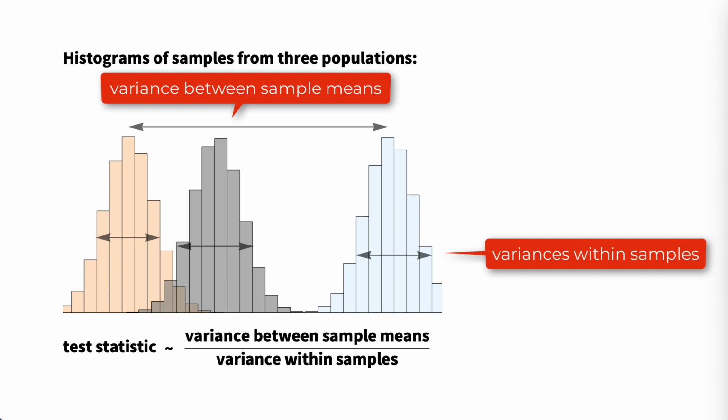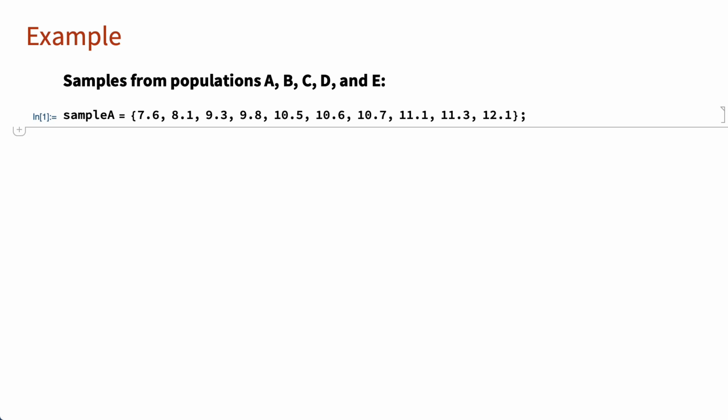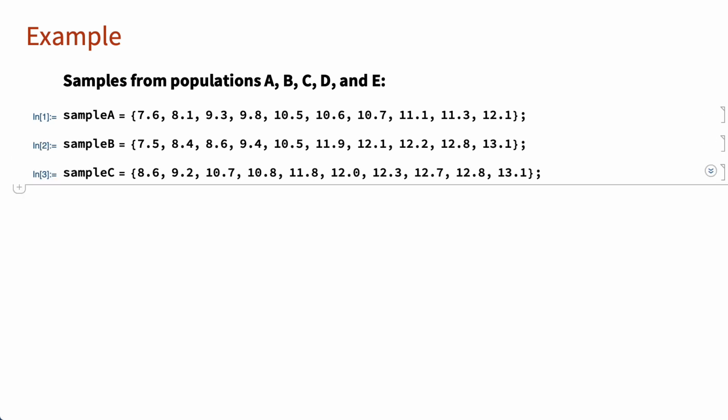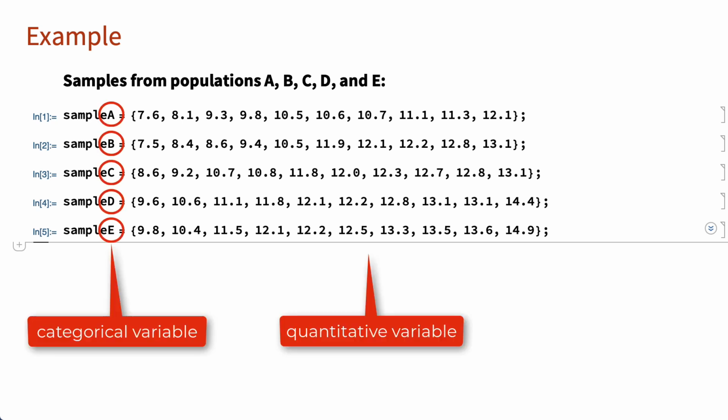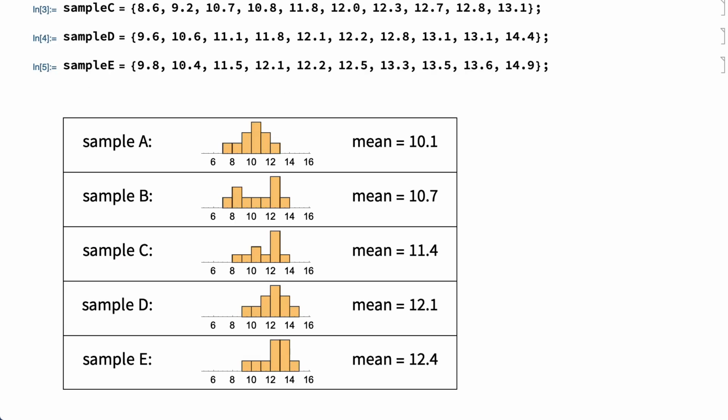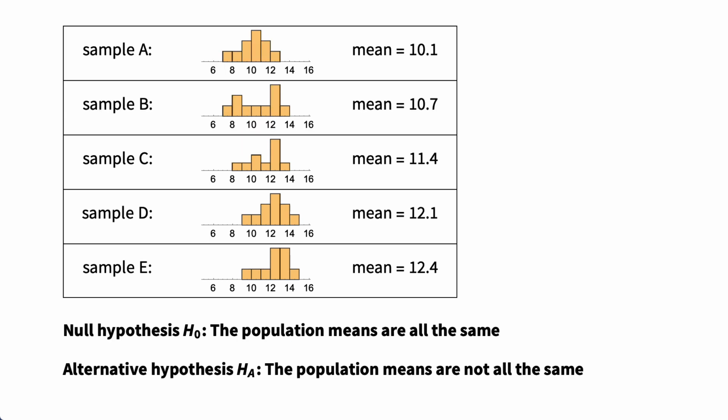To see how this works out in a specific example, here are samples drawn from 5 populations. The samples are identified by a categorical variable with values A, B, C, D, and E, and the values within each sample are values of a quantitative variable. Here are histograms of those samples. The null hypothesis is that the population means of the populations from which these samples were drawn are all the same, and the alternative hypothesis is that the means are not all the same.